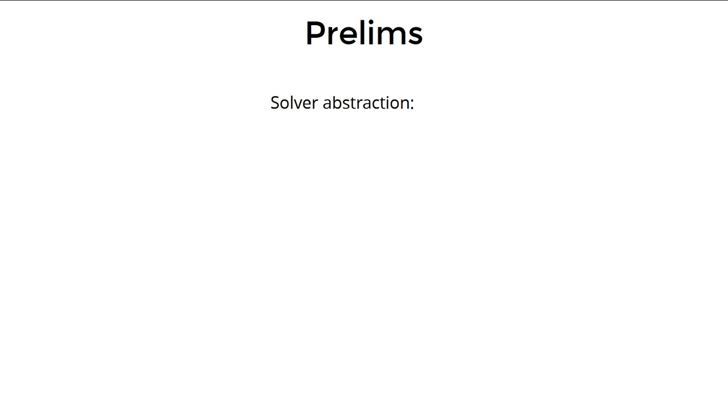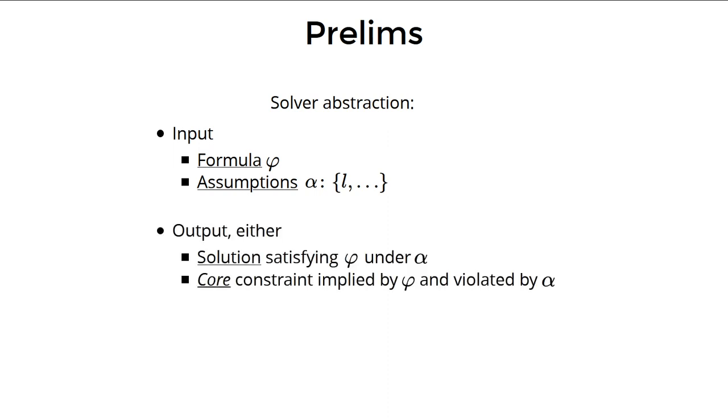Basically, we are working in a context of 0-1 integer linear programming. The solvers we use take as input just the formula phi and a set of literals alpha, which forms the assumptions under which we want to know whether phi is satisfiable or not. As output, the solver should either give a solution satisfying both the formula and the assumptions, or a constraint implied by the formula which is falsified under the assumptions.